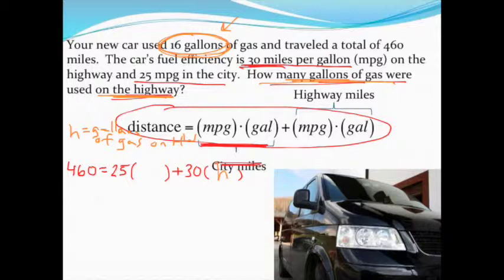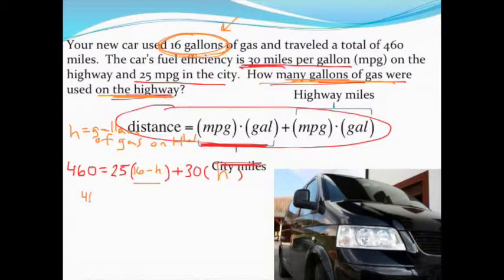That thinking is what I do for the second blank spot in my equation. I know I've used 16 gallons total, so I want to subtract the gallons of gas I already used, which was H. What's left over, the difference there, will represent the city gallons of gas I used. So that's the key to doing these problems and the way we can get away with using just a single variable. At this point, it's just a matter of distributing and solving this equation, so let's go ahead and do that.